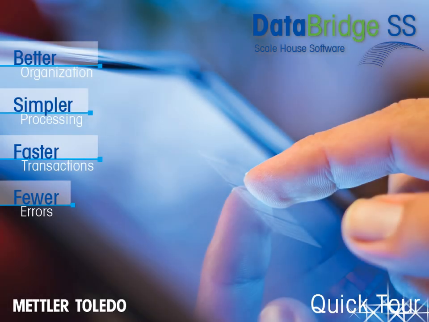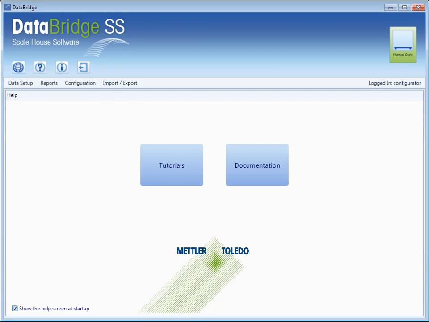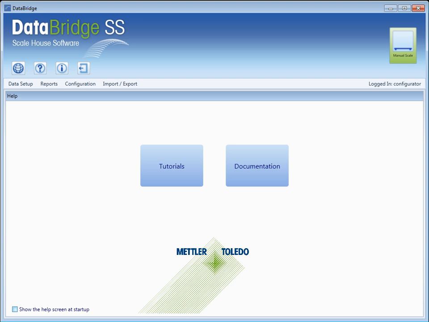This tutorial will give you a brief tour of the application. The help screen is shown by default at startup. If you do not wish to see the help screen when you log in, you can uncheck the box in the lower left-hand corner. The help screen can be accessed at any time by clicking on the help button.